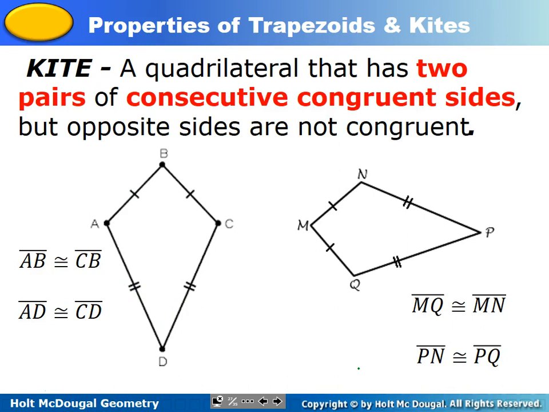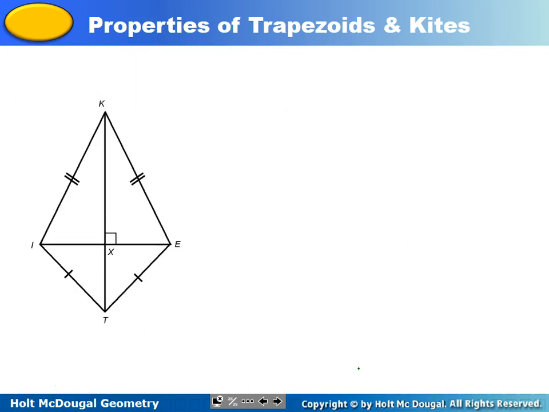All right, so now we're going to talk about a kite. A kite is a quadrilateral that has 2 pairs of consecutive congruent sides, but opposite sides are not congruent. So notice here we have AB has 1 tick mark on it and CB has 1 tick mark on it. AD and CD have 2 tick marks on them. Over here on the right, MN has 1, and MQ has 1, and NP and QP have 2.